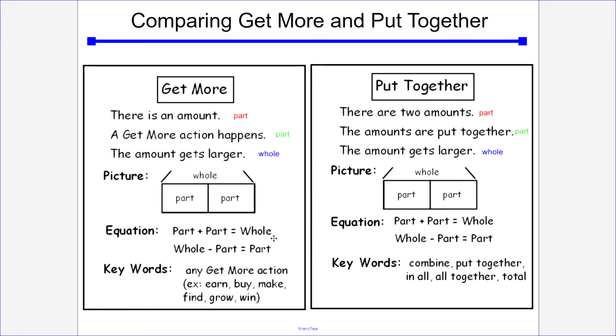We can also see that you might add or subtract to solve both problems. If a whole is missing in a get more or put together problem, we add because part plus part equals whole. If a part is missing in a get more or put together problem, we subtract because whole minus part equals part. The key words, again, are different. Get more problems have get more actions, but a put together problem has words that tell us we're putting things together, like combine or put together or all together.